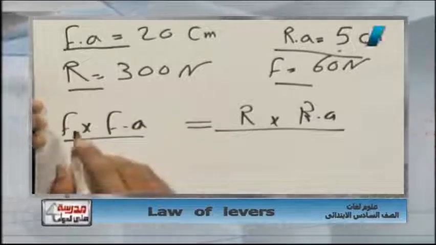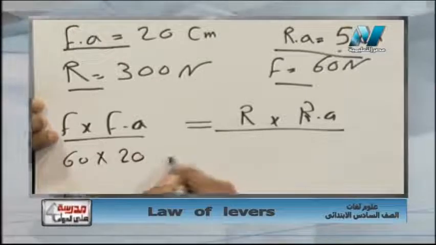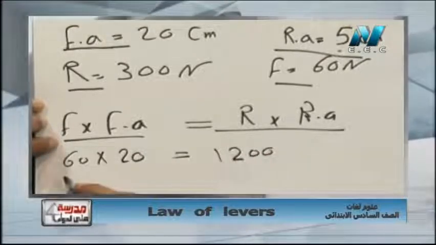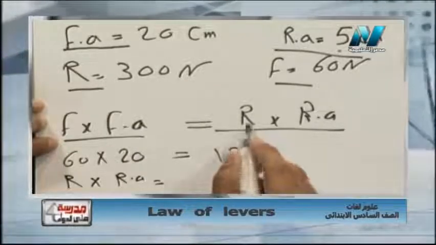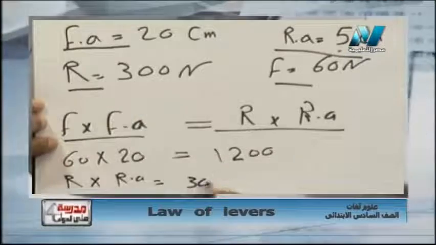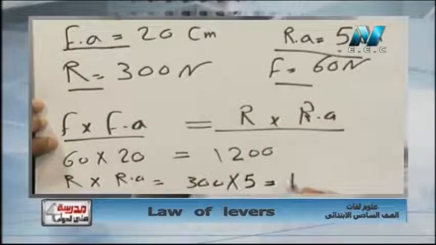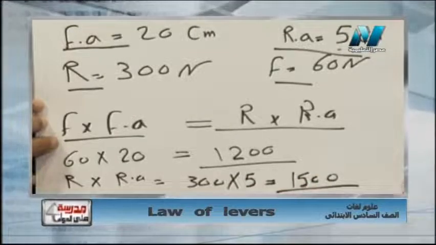Let's see. Force equals 60, force arm times 20. It will be 1200. Resistance times resistance arm: resistance here is 300, resistance arm is 5. So it will be 1500. Are these values equal? No, these values are not equal. So that means it's not balanced.